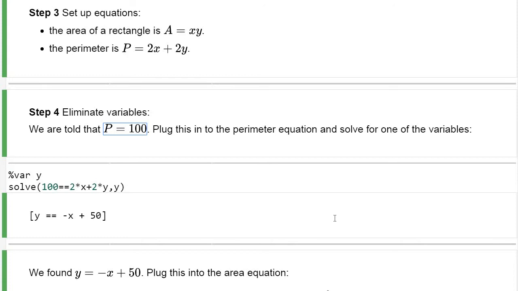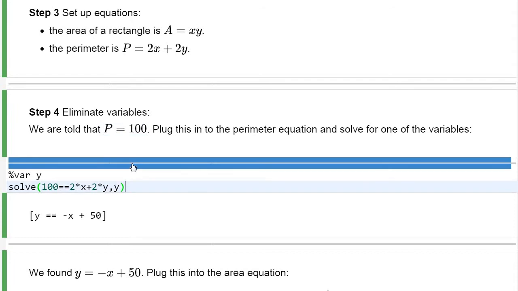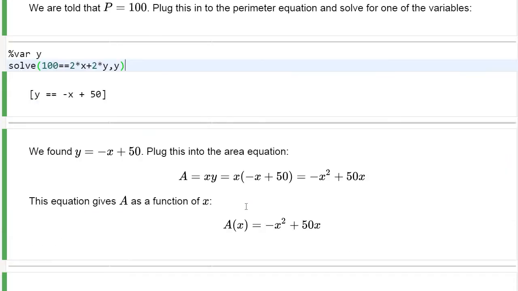So if you replace P with 100 in this perimeter equation, solve for one of the variables. I'm going to solve for y. I'll let Sage do it. So Sage tells me y is negative x plus 50. I'm then going to substitute that for y into the area equation. So the area is x times y, and I'm going to replace y with negative x plus 50, which is what y equals. And I'll get this area equation as a function of x alone.